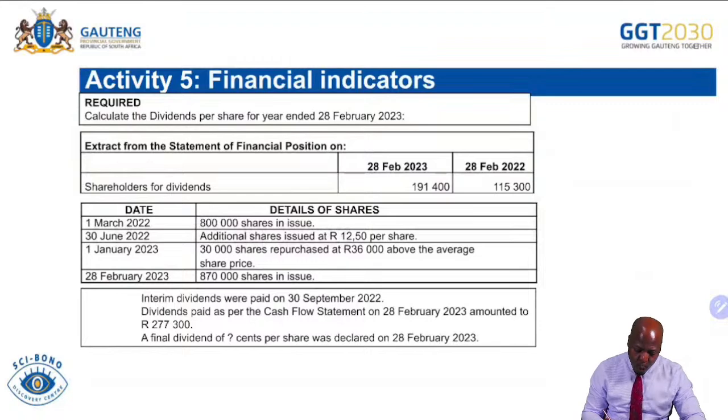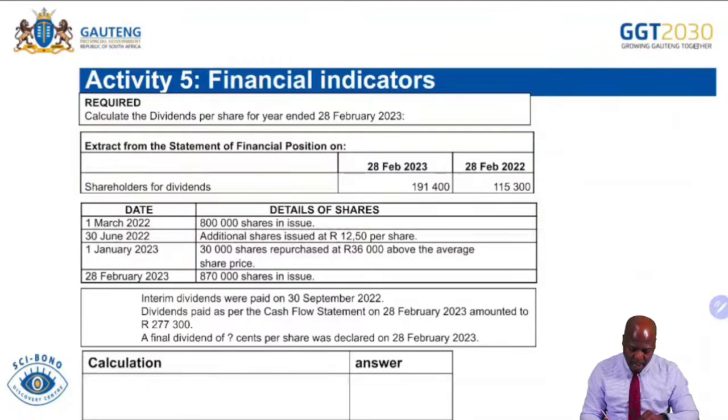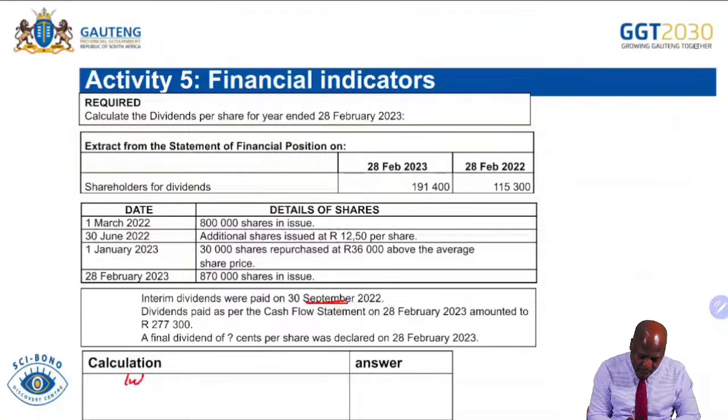In this paper, we are also calculating the dividends per share. So if we're calculating the dividends per share, there is our answer book. We are told interim dividends were paid on 30 September. Dates are very important. So that means I need to get my interim here. But on 1 March, which is the beginning, we had 800,000 shares. Are you still following me? And then we were told that additional shares were issued at 12.50 per share.